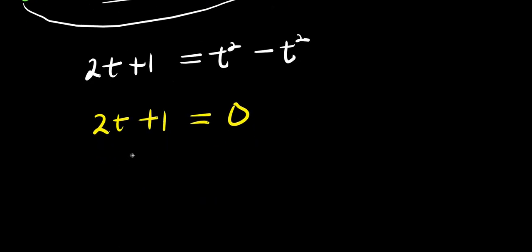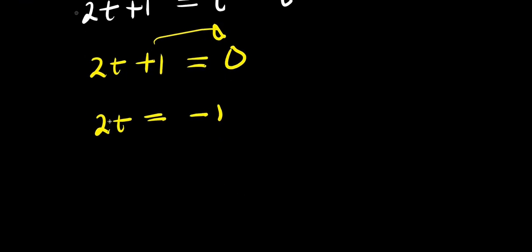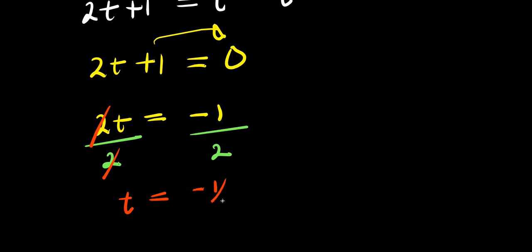So we have to solve for t. I can decide to move this positive 1 over here, it becomes negative 1. I have 2t equals negative 1. Now, in order to solve for t, I can divide this by 2 and divide this by 2. So what happens here is that 2 eliminates 2, and I'm simply going to have t equals negative 1 over 2.